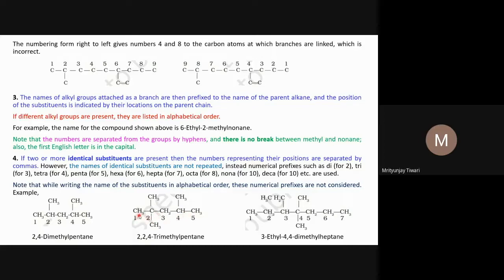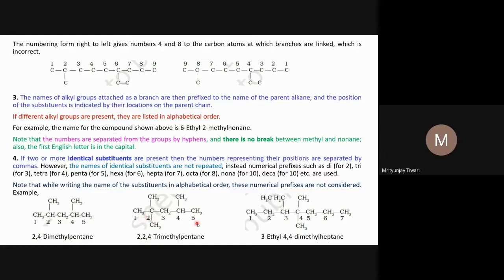If the numbering is done from this direction, 1 2 3 4 5, what will we see? The two branches are at the second position. This methyl at the second, this methyl at the second position, and this methyl at the fourth position. If you go from here, this methyl is at the second position, and at the fourth position two methyl groups are there. So the numbering in this direction is not preferable, because we try to put the branching at the lowest possible carbon atom. In this way, two methyl groups are getting the lowest position.